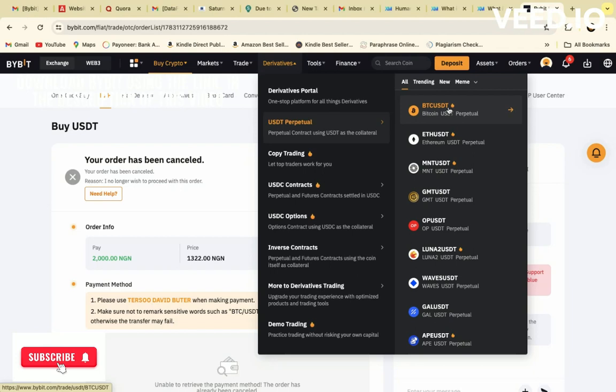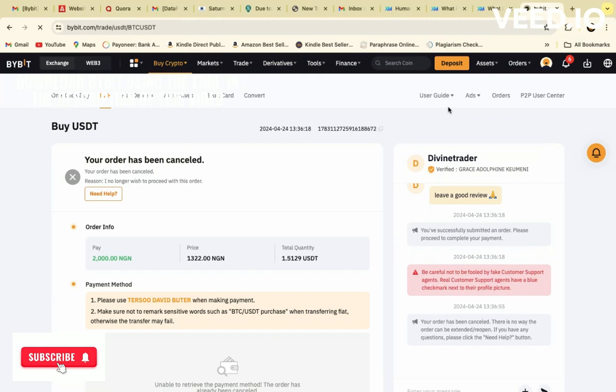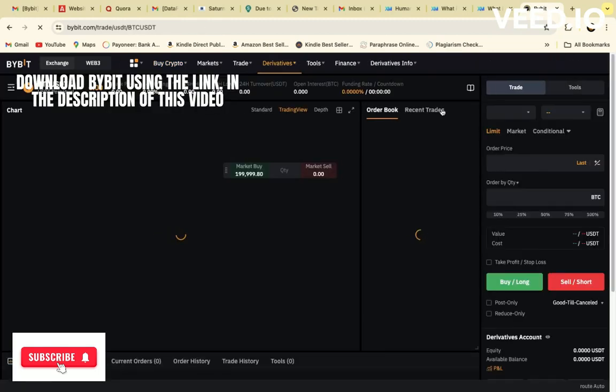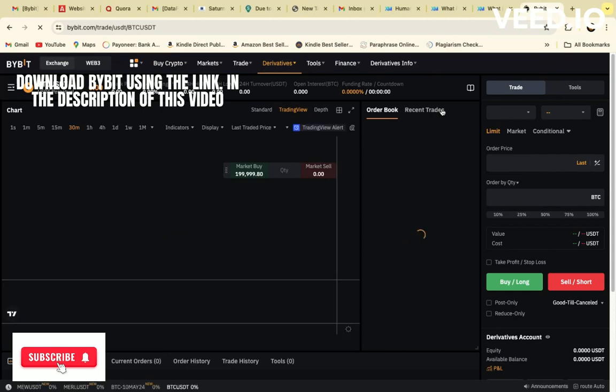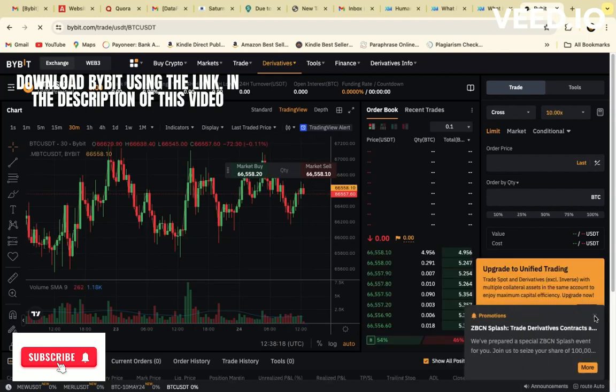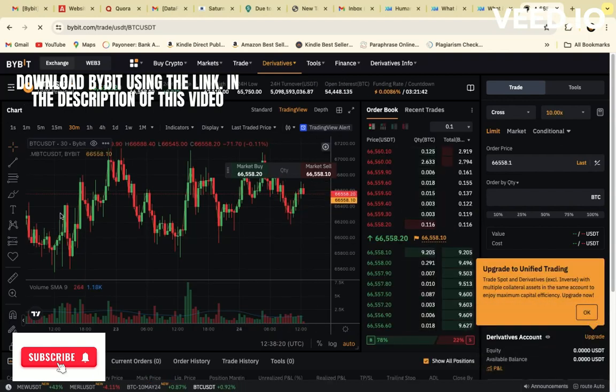So we're going to be using USDT and BTC. You know it's Bitcoin. Now this is the chart. This is the chart on the other table. On this part of the screen we have the chart, and then on this part we have the other table. Please don't forget, we have the charts and we have the other table.